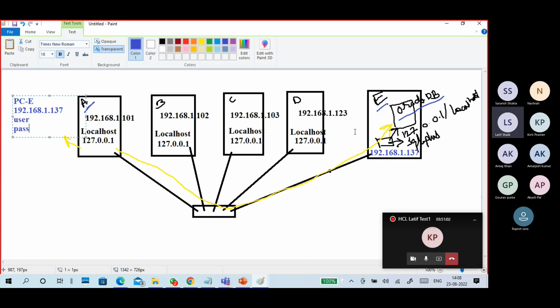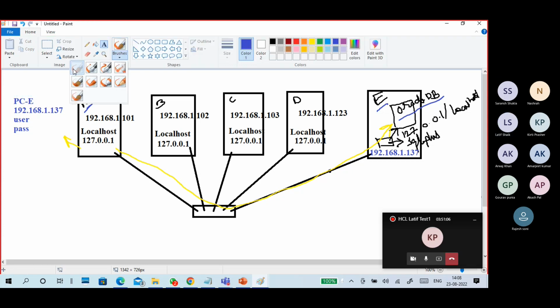So why from A to E didn't I use 127.0.0.1 here? Because if I'm using 127.0.0.1, I'm connecting to myself only, not EPC. If I'm using 192.168.1.137, I'm connecting to EPC only. Guys, understand the difference between connecting to local and remote.